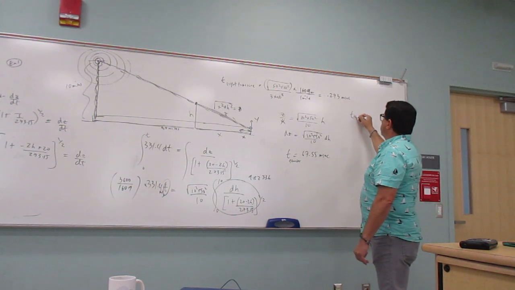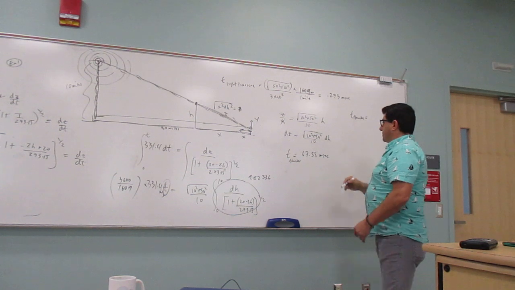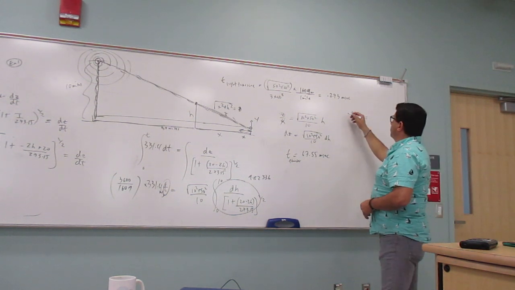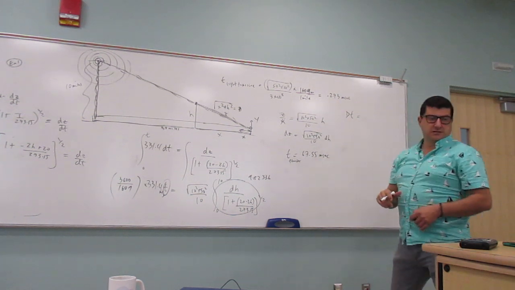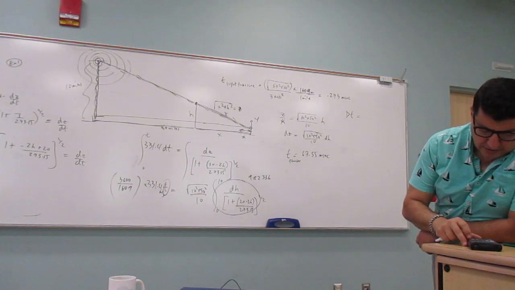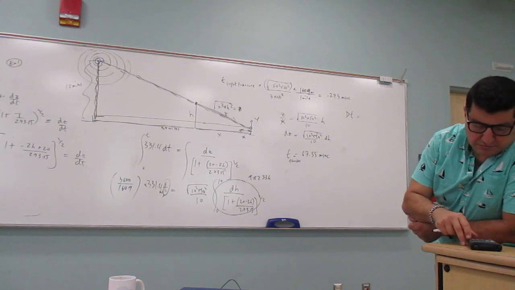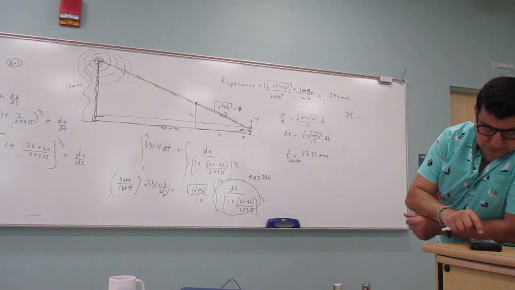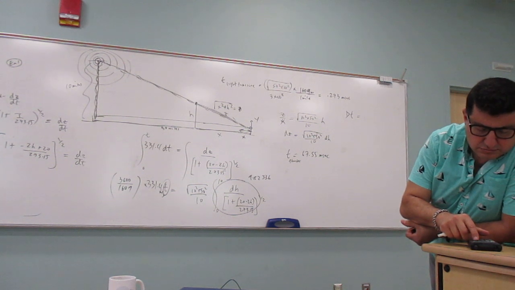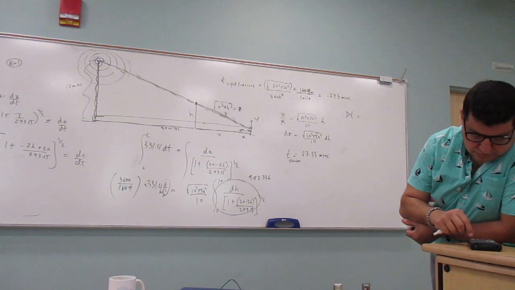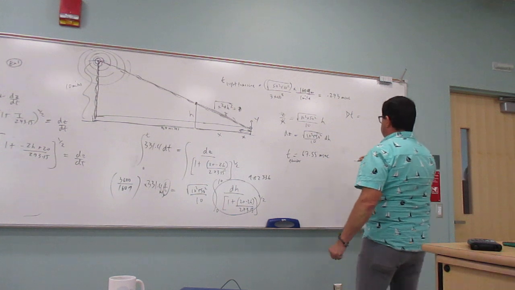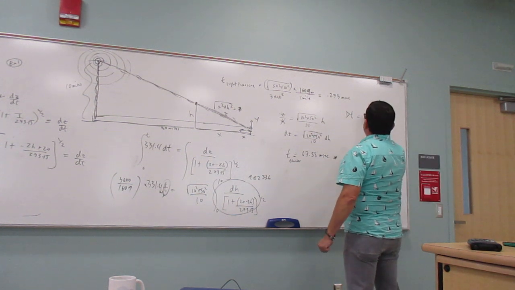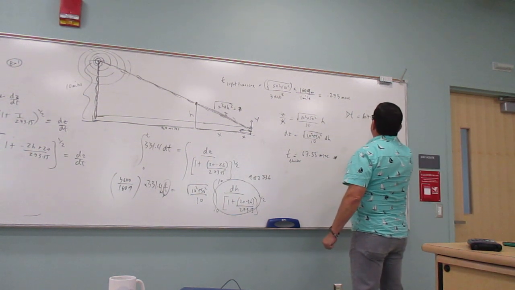So T thunder is going to be the delta T, I mean the difference of the two times, is going to be this minus this. So minus 67.28. So 67.28 milliseconds.